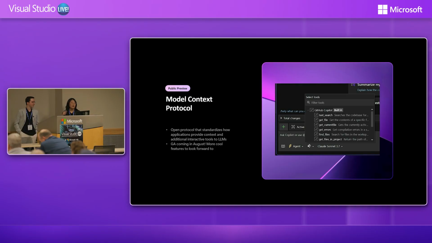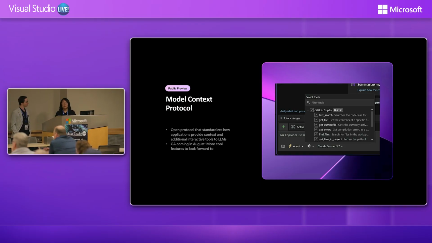So MCP, or Model Context Protocol, you can imagine it as a smart plugin that connects the Copilot inside your Visual Studio to where your work actually lives. So you can think about USB-C. It provides a general connector for all the physical devices out there. MCP standardizes the way outside applications can provide additional context and additional tools to your LLM or agent so it can interact with your workflow.